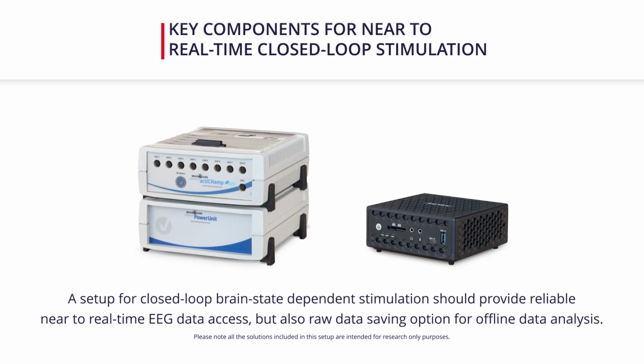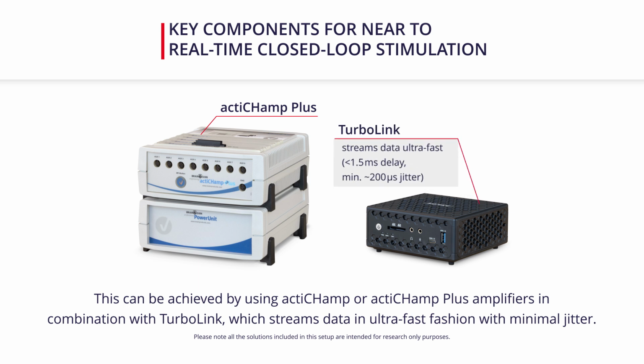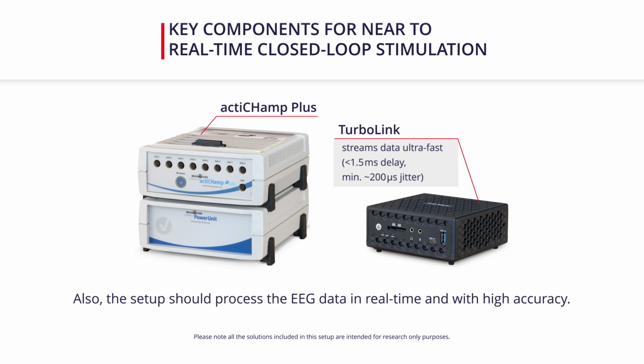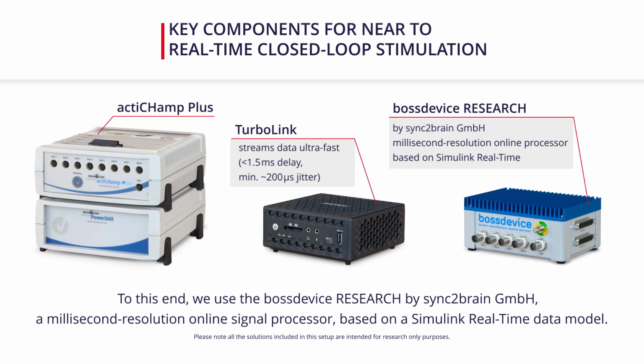A setup for closed-loop brain state-dependent stimulation should provide a reliable near-to-real-time EEG data access, but also raw data saving option for offline data analysis. This can be achieved by using actiCHamp or actiCHamp Plus amplifiers in combination with TurboLink, which streams data in ultra-fast fashion with minimal jitter. Also, the setup should process the EEG data in real time and with high accuracy. To this end, we use the bossdevice research by Sync2Brain, a millisecond resolution online signal processor based on a Simulink real-time data model.